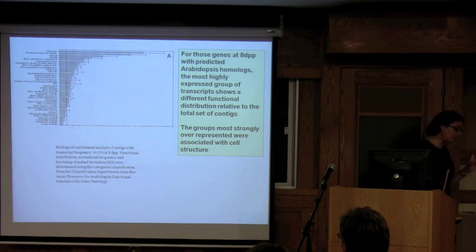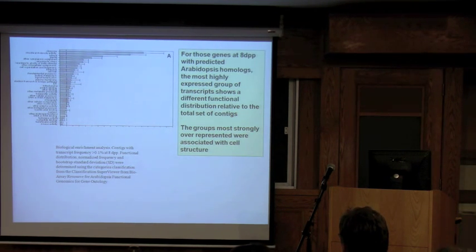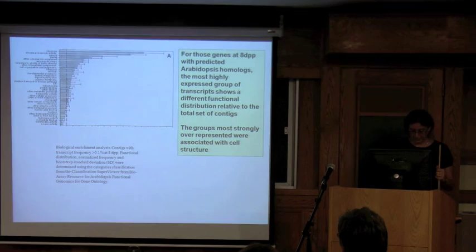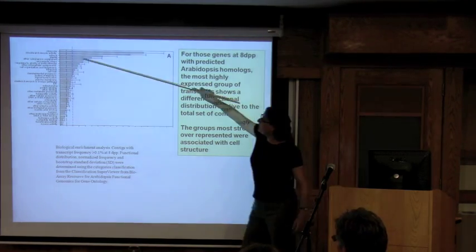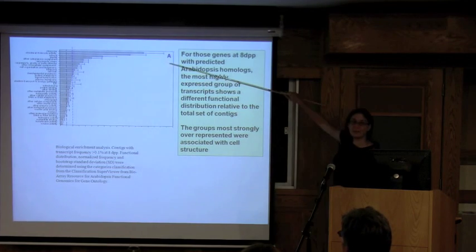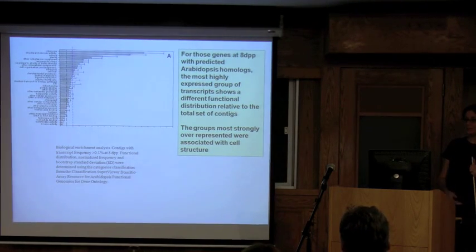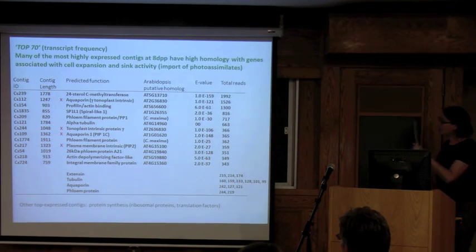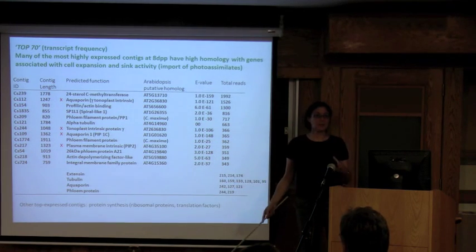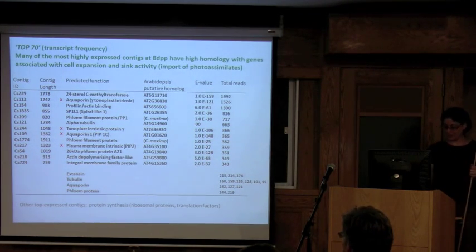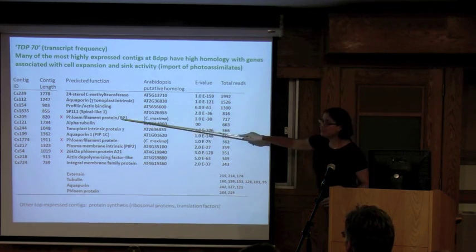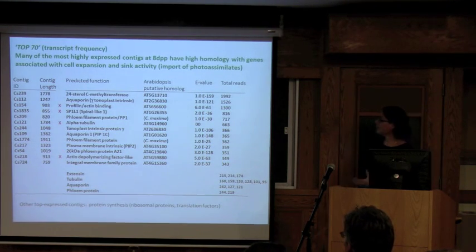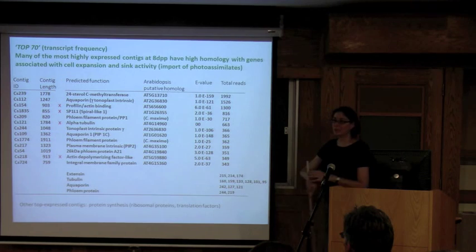If we then look at that group that was very highly expressed at 8 days post-pollination, and we compare that to predicted Arabidopsis homologs, what we see is very different from that earlier slide I just showed you. That is where everything else fell, within a twofold range. But here we see that there are some groups that are very highly overrepresented. And these were typically associated with cell structure. So for example, we see very high levels of expression of aquaporins that would be necessary for water uptake to drive cell expansion. Other examples would be the phloem-related proteins, which would be necessary for import of photoassimilate, as well as some of the structural proteins such as actins or alpha-tubulins.